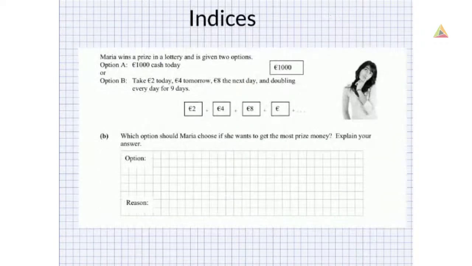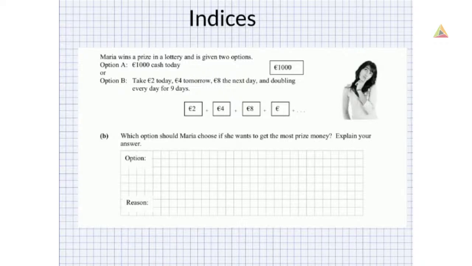Okay, so for part B, if we read the question there first, so Maria wins a prize in the lottery and is given 2 options. So option A is that she takes €1,000 cash home today, or option B is to take €2 today, €4 tomorrow, €8 the next day, and it doubles every day for 9 days. Which option should Maria choose if she wants to get the most prize money? Explain your answer. So what we need to do now is figure out which option will give her the most money.